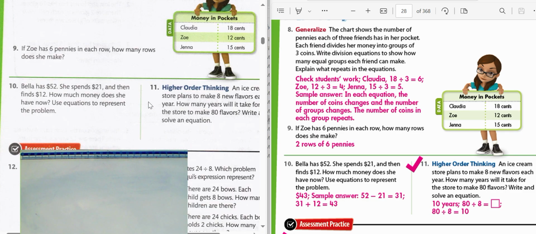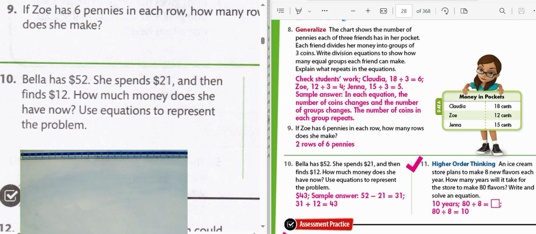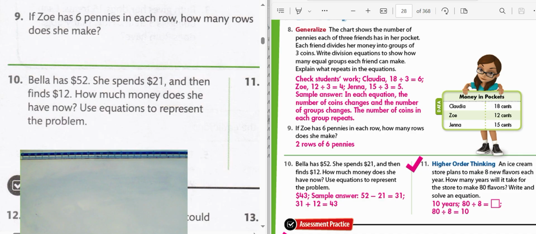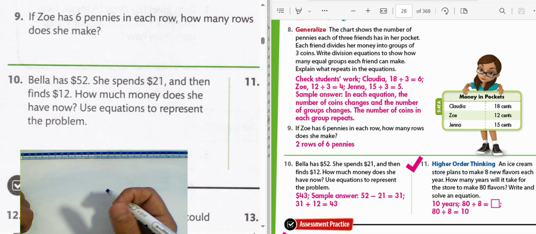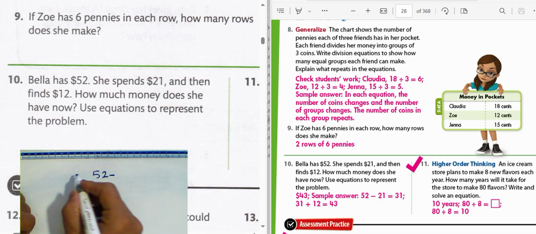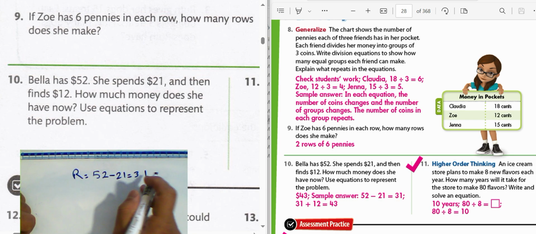Question number 10. Ella has $52. She spent $21 and then finds $12. How much money does she have now? Write a question to represent the problem. We can find the difference between them: 52 minus 21, and the remainder we can add to 12. Because Ella has 52 and she spent $21, the remainder equals 52 minus 21. We can find the difference, which will be 31.